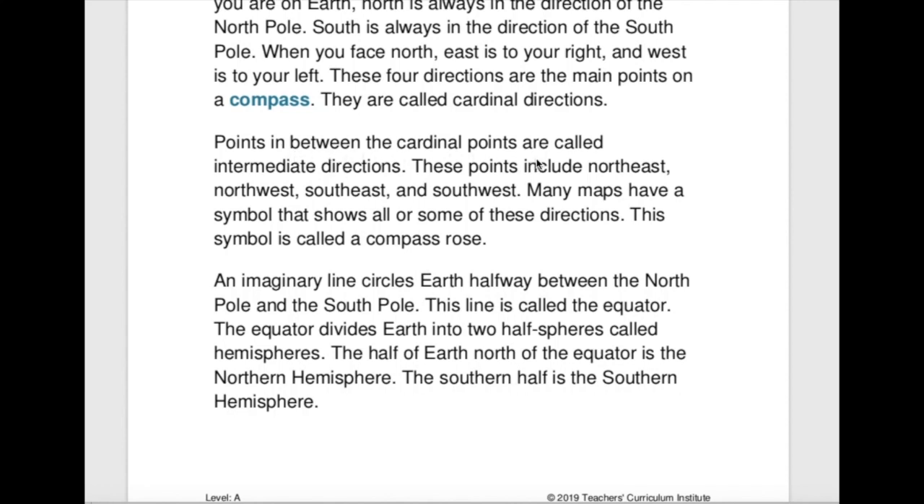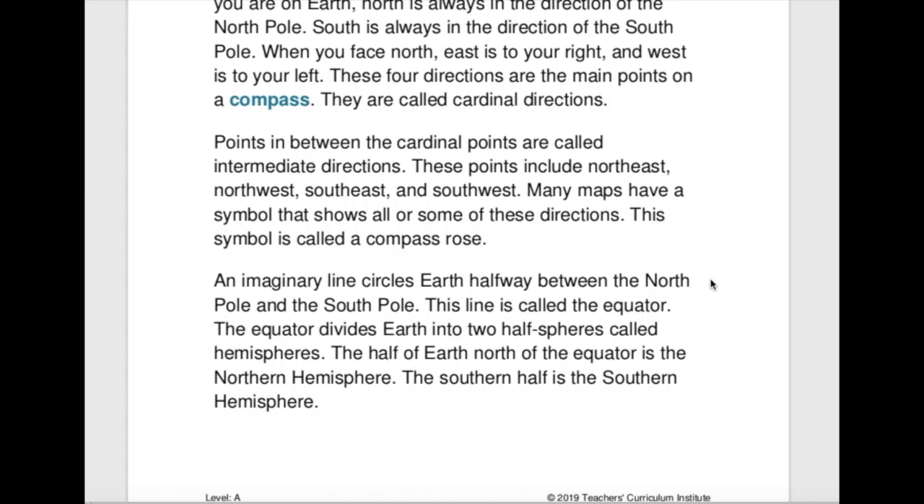Points in between the cardinal points are called intermediate directions. These points include northeast, northwest, southeast, and southwest. Many maps have a symbol that shows us all or some of these directions. This symbol is called a compass rose.